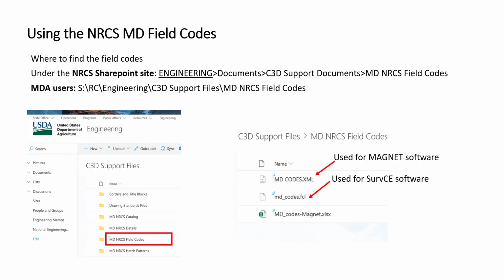So using NRCS Maryland field codes, where to find the field codes? They're located under the NRCS SharePoint site, under Engineering, Documents, Civil 3D Support Documents, Maryland NRCS Field Codes, and for state users, they'll be located on the S drive under Resource Conservation, Engineering, Civil 3D Support Files, Maryland NRCS Field Codes also. There's two types of field codes that you'll be aware of that's available. One is used for the Magnet software, and one is used for the SurvCE software.